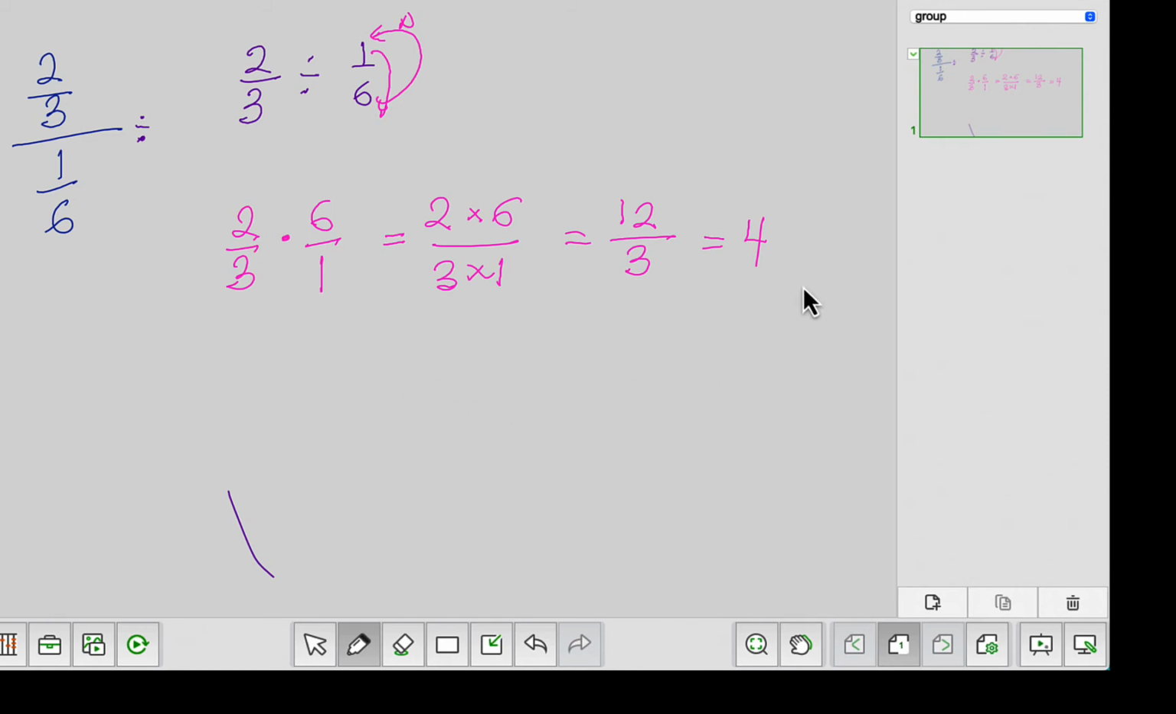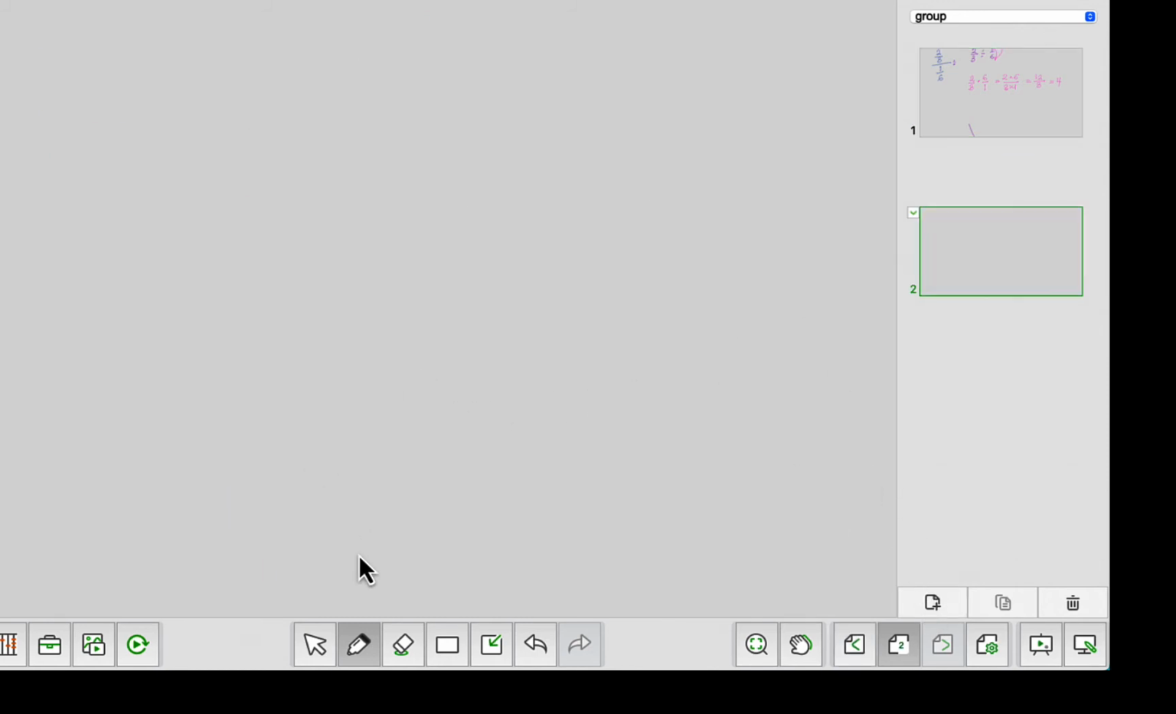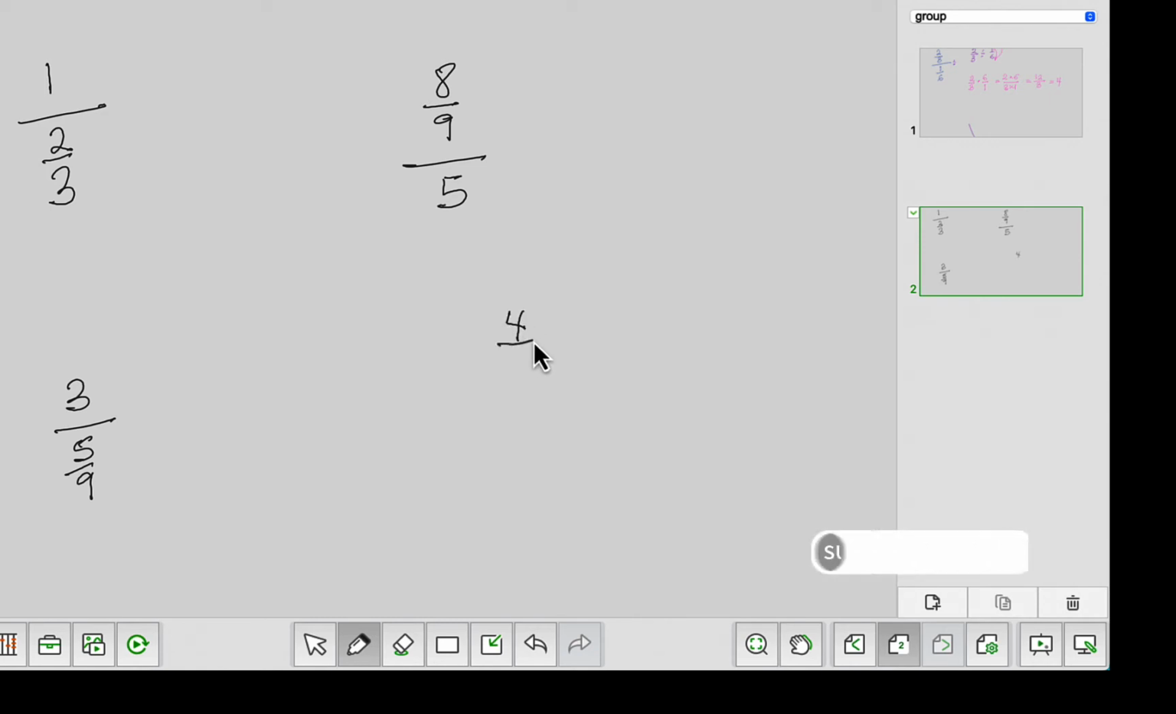Let's do some more examples. Let's look at 1/2/3. Let's also look at 8/9 divided by 5, and then let's do 3 divided by 5/9, and the last problem we're going to do is 4/11 all divided by 2. Okay, so you're going to pause this video for a minute and see if you are able to do it.